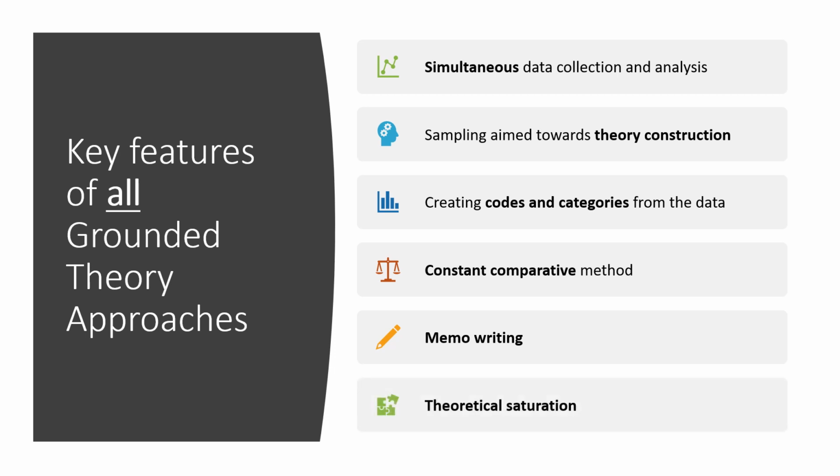Finally, grounded theory works towards achieving something called theoretical saturation. This is the point at which the collection and analysis of further data would not add anything to the developing theory. This means that the categories are fully developed and represent a clear theory about the topic of interest.